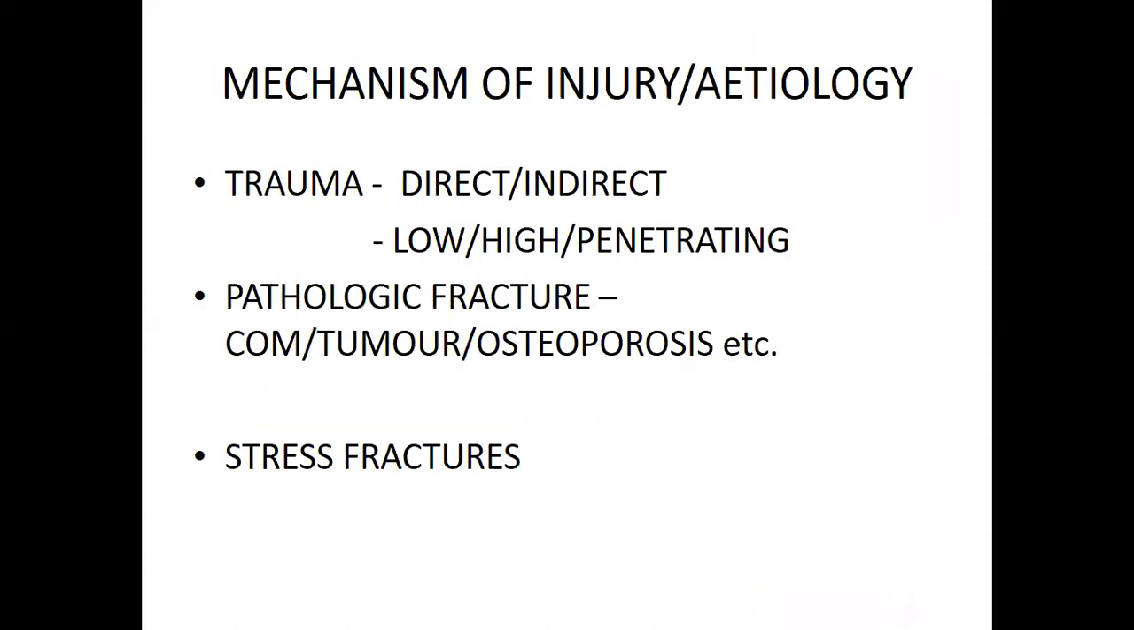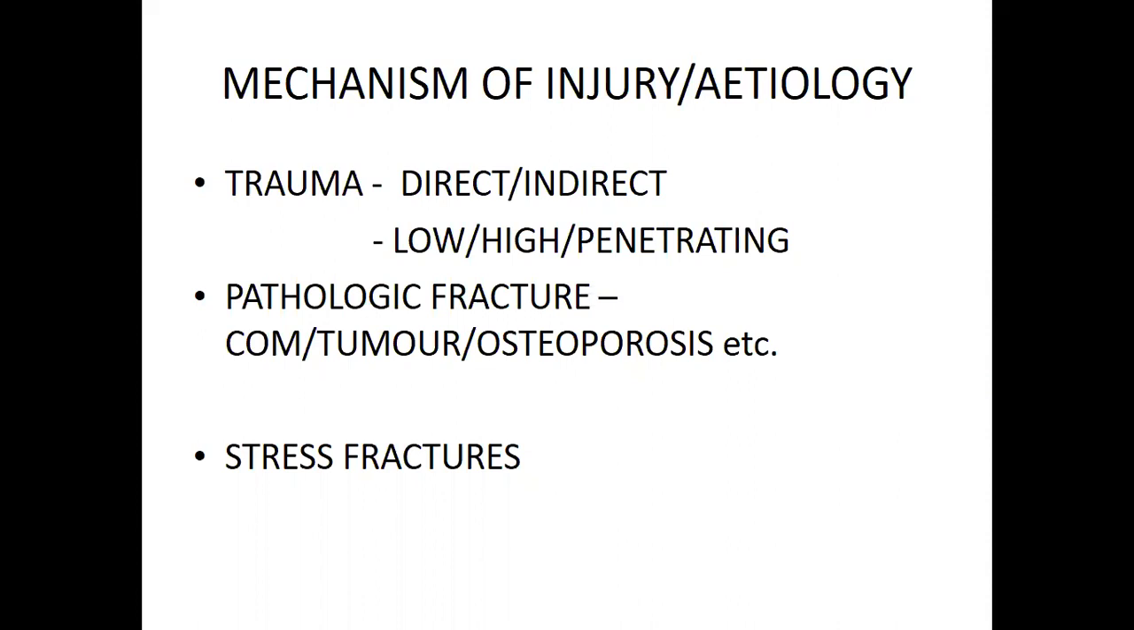Next slide. Now, how does this fracture occur? What is the etiology? What's the mechanism of injury? Most of the fractures occur within our environment and result from trauma. And what is trauma? Trauma is an exchange of energy between the environment and the body, which is beyond the resilience of that body, and it results in an injury.